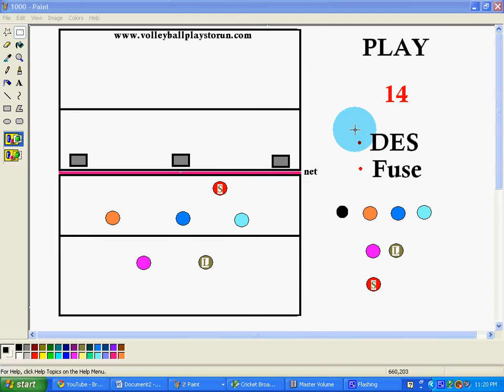I don't have to do this for all the plays, but it's because I get a lot of questions. This is how a play will look in my system. This is a fused play. That means that you can give it to three or four players. You can run the play three or four times.